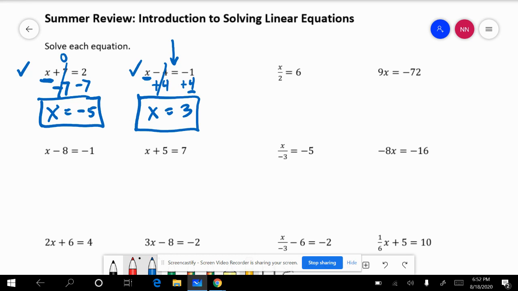Now, this is a little bit different. Notice that we have adding and subtracting here. This sign right here means divide, so we do the opposite operation. The opposite of dividing is multiplying by 2. Now, when we multiply by 2, the 2's cancel. We get the x by itself. We isolated it. 6 times 2 gives us 12.